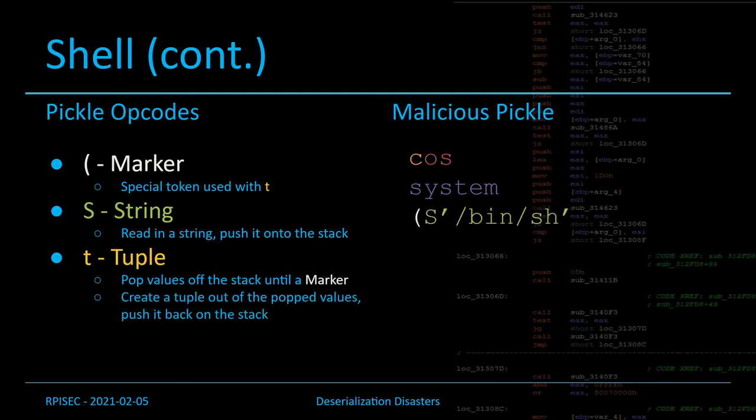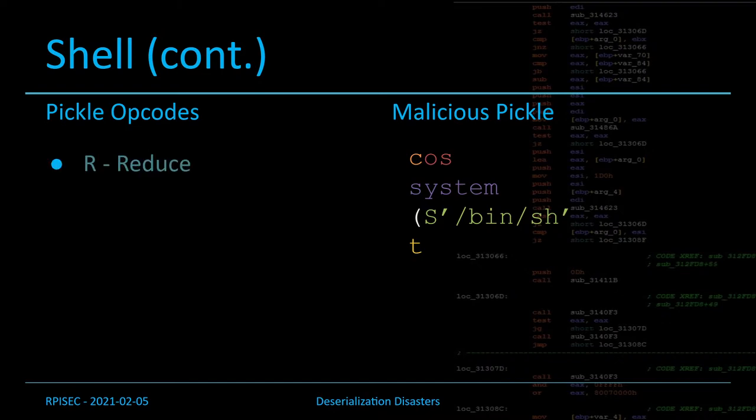So, let's start a tuple. Let's put a string, like binsh. That sounds good. Then a little T. That's our tuple. Now, all that's left here is the icing on the cake, the thing that actually causes all the pain and suffering, R for reduce. It will pop a tuple and a module.callable pair and invoke it.